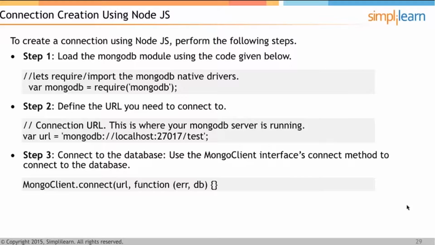So once that is done, define the URL you need to connect to. I just specify where the URL is equal to, where MongoDB is running, on which particular server. I specify its localhost 27017 and the DB I want to connect to is test.